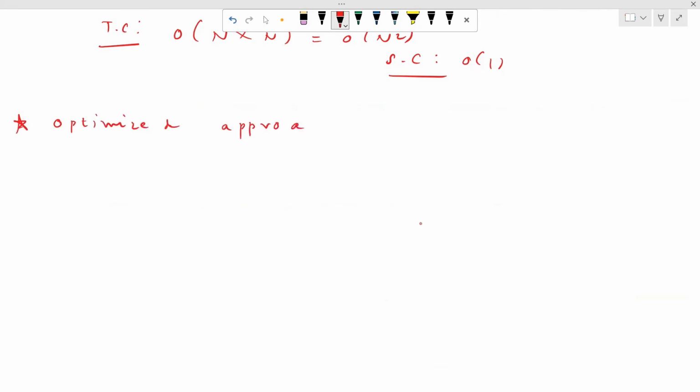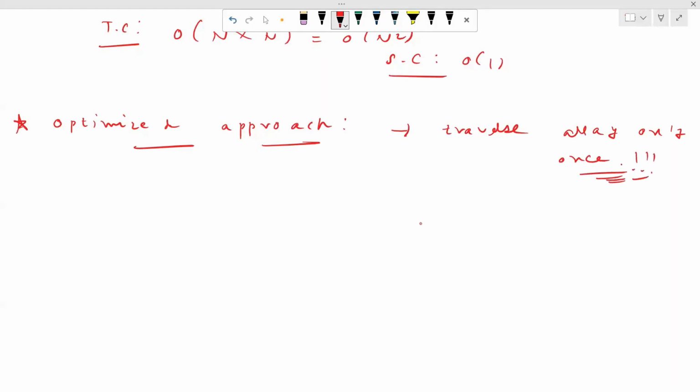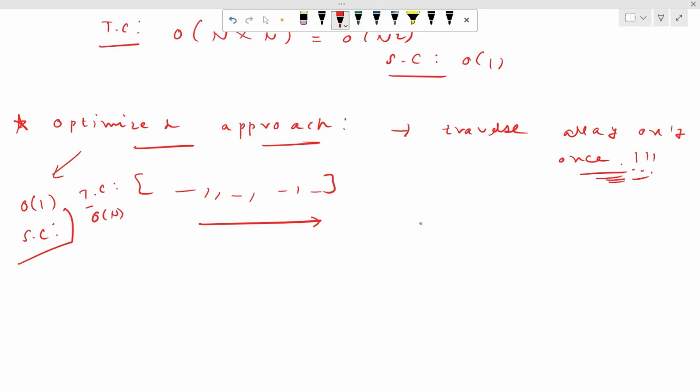Now we want to traverse the array only once. How can we achieve this? We have been given an array, and we just need to traverse this array in a single pass. We also need to keep in mind that we need to solve this problem using big O of 1 space complexity, because ultimately we are optimizing our solution. So its space complexity would be big O of 1 and time complexity should be big O of n.